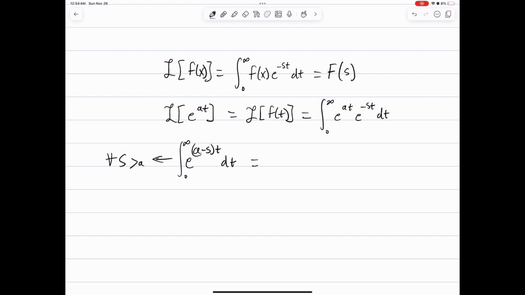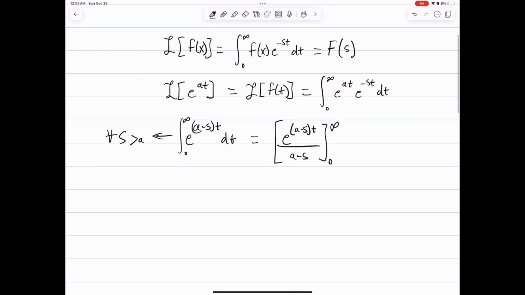and that would give us the antiderivative evaluated from 0 to infinity. The way we do that is by taking the limit as b approaches infinity of e to the (a minus s) times b, all over a minus s, minus e to the (a minus s) times 0, over a minus s.